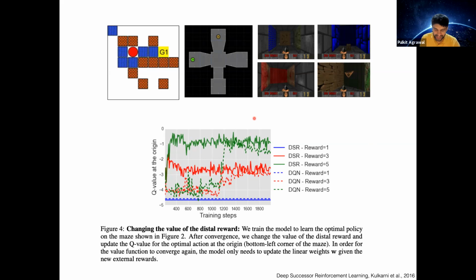So, what's the takeaway over here? The takeaway is that in some situations, successor representations can help you change the goal quickly. Any questions over here?